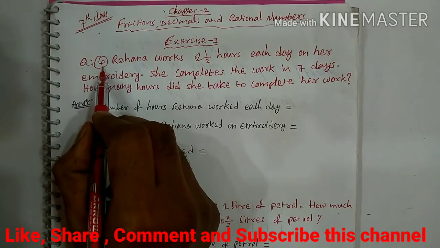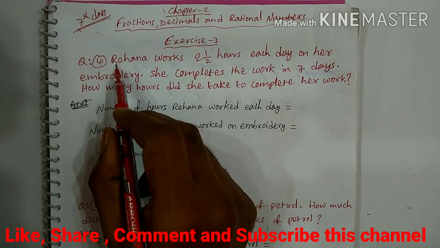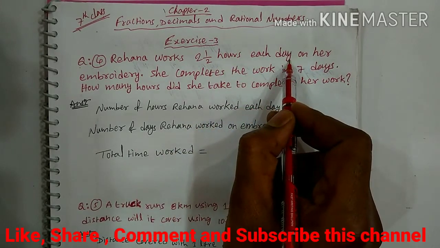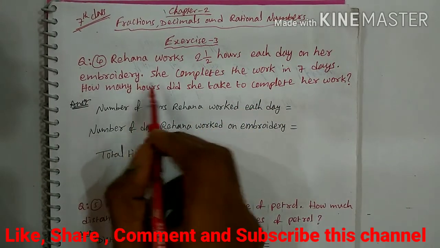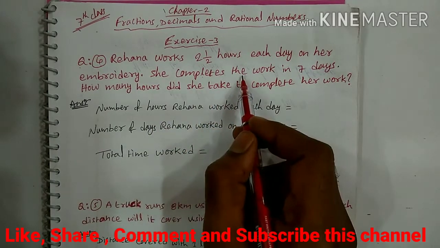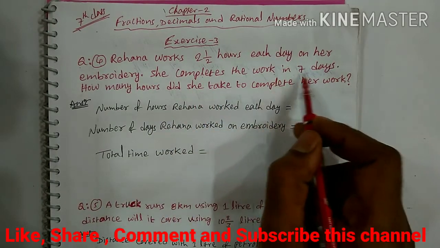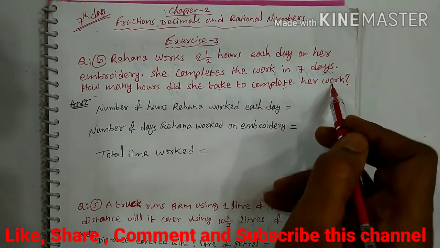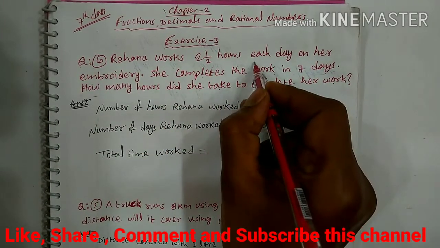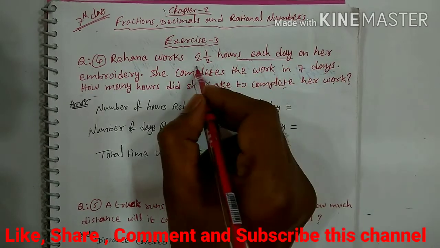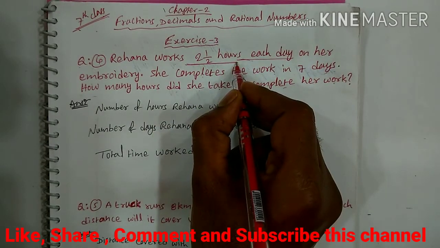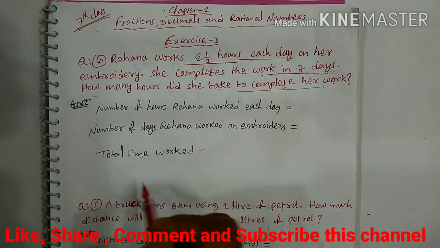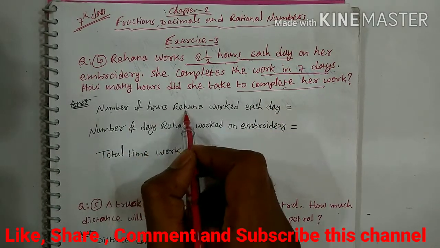Here is question number 4. Given: Rehana works 2.5 hours each day on her embroidery work. She completes the work in 7 days. How many hours did she take to complete the work? In each day she will do 2.5 hours of work, and how many days will she work like that? 7 days.